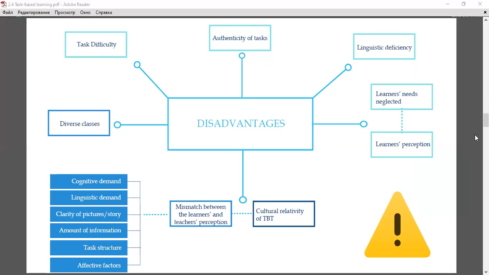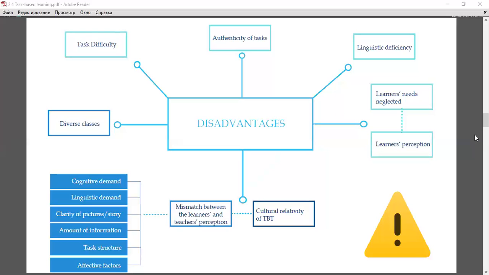Second, diverse classes. A class consists of learners with different talents, learning styles, and motivation levels. Therefore, the task prescribed may be relevant for a few learners, and for others, it may be too difficult. And for some others, it may be too easy, and they may feel that it is a waste of time to perform the task.